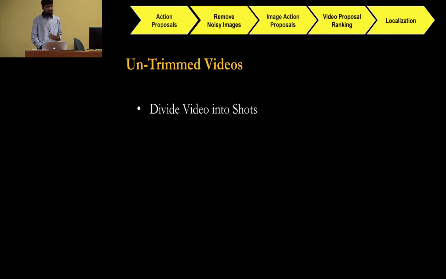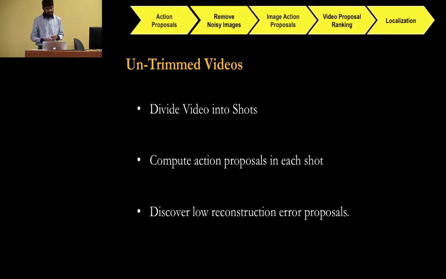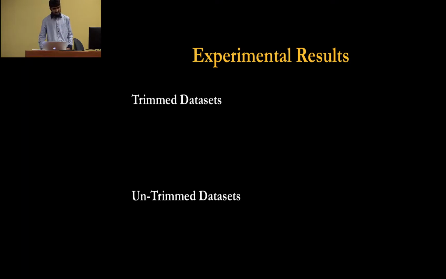Our method is quite generic, so it can be equally applicable to untrimmed videos. So we go ahead and apply it over the untrimmed videos. We divide all the videos into shots, and then we compute action proposals in each of the shots, and finally we discover the low reconstruction error proposals in each shot and use them as a localization in the untrimmed videos.